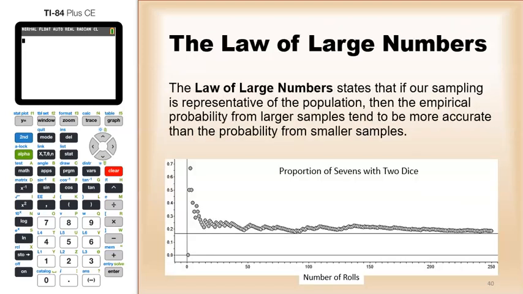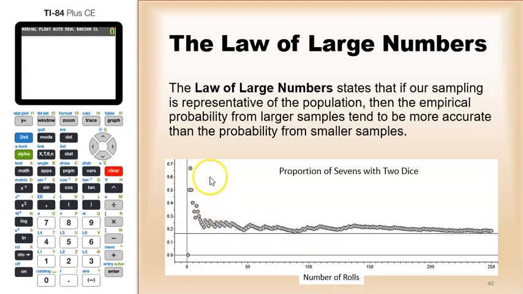The law of large numbers states that if our sampling is representative of the population, then the empirical probability from larger samples will tend to be more accurate than probability from smaller samples. And what this graph shows is the proportion of sevens with two dice. This horizontal line you see right here is 1/6. That's the probability of rolling two dice and having a sum of 7.